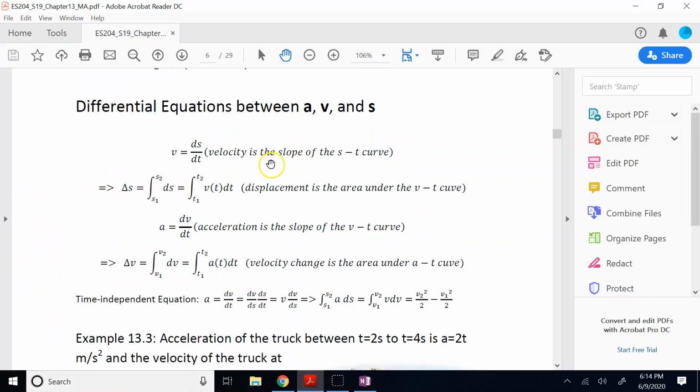Now, when we say ds over dt, it means if I have a graph of position versus time, the slope of the tangent line at any point is what?